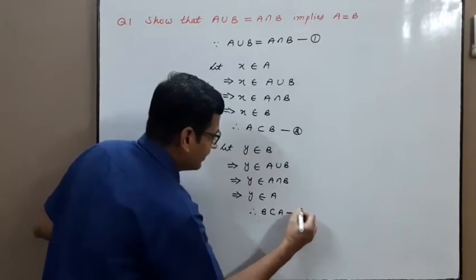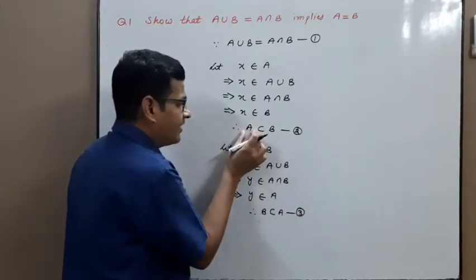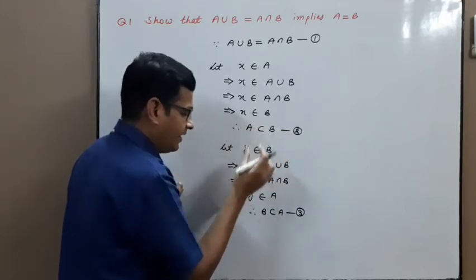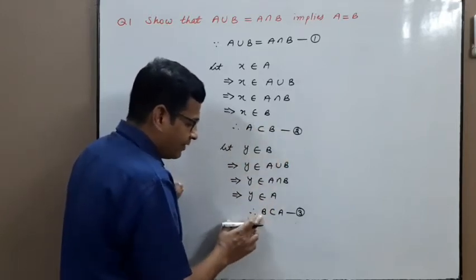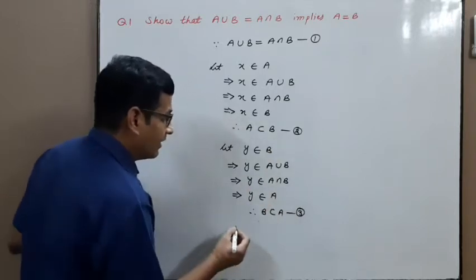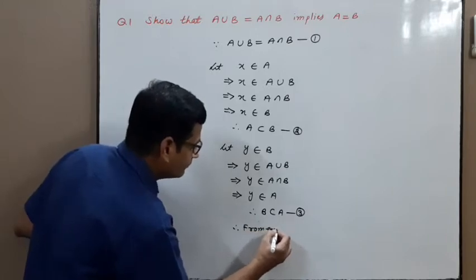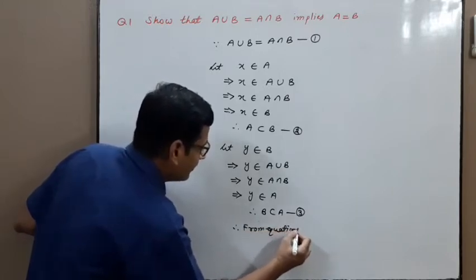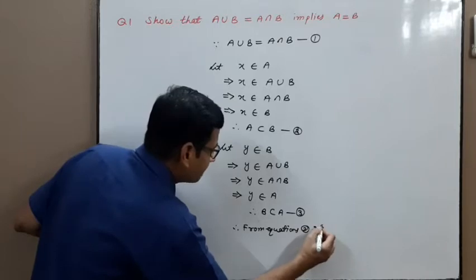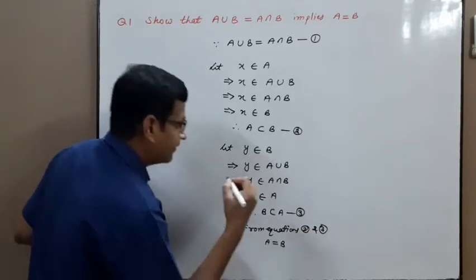Give equation number 3. A is a subset of B means every element of set A is also an element of set B, and B subset of A means every element of set B is also an element of set A. It means both sets are equal. Therefore, from equations 2 and 3, A equal to B. Hence proved.